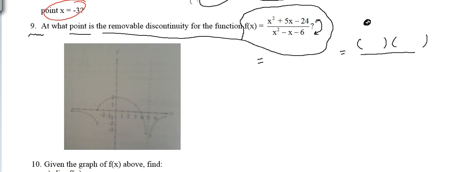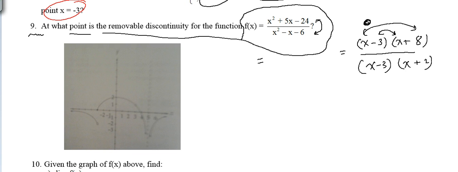It's x minus 3 times x plus 8, because plus 8x minus 3x gives me 5x. That's correct. And here, what do we have? We have x times x minus 3 times x plus 2, because negative 3x plus 2x gives me negative x.